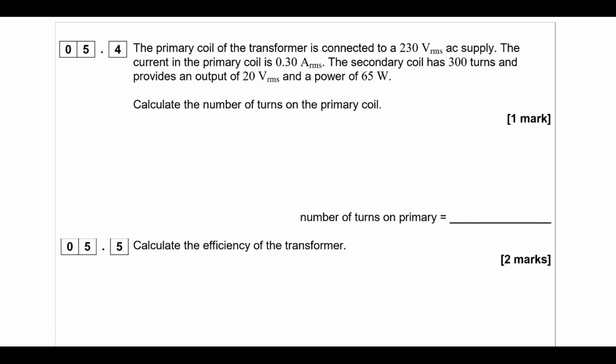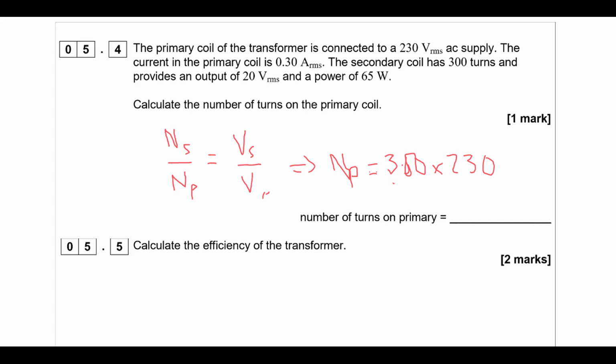So what you should know is the turns ratio is equal to the voltage ratio. So you want to work out NP, so that's going to be the turns on the secondary, 300, times by the primary voltage, 230, divided by the secondary voltage, 20, and if we do that, we get 3450, so that's going to be 3.5 times 10 to the 3 turns.